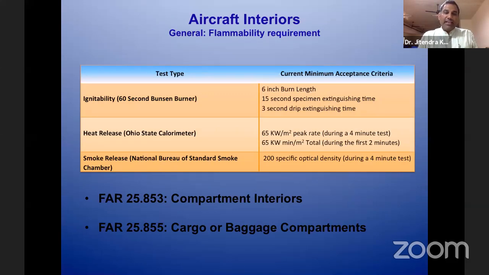So mostly according to our aircraft, either a passenger aircraft or a cargo or baggage aircraft, we decide what type of flammability test we will do. So basically for compartment interior, the FAR is 25.853, and the FAR for cargo is 25.855.